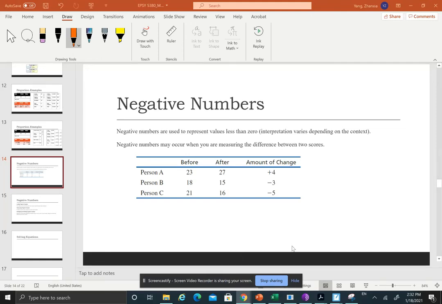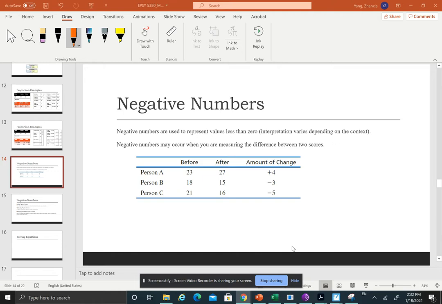Alright, we continue the math tutorial on negative numbers. What are negative numbers? Negative numbers are used to represent values less than zero. The specific interpretation varies depending on the context. For example, if you owe someone money, then it could be negative.